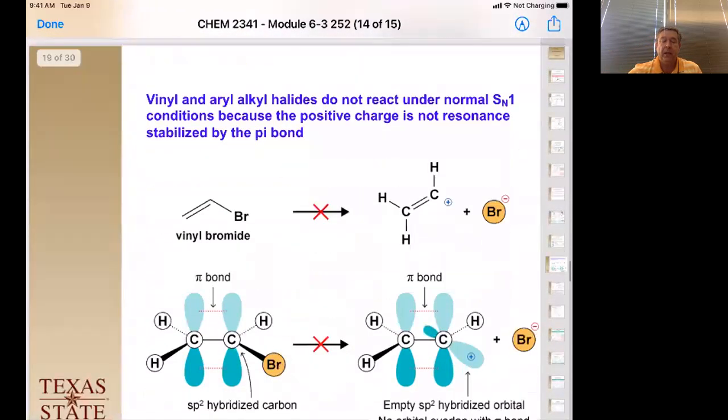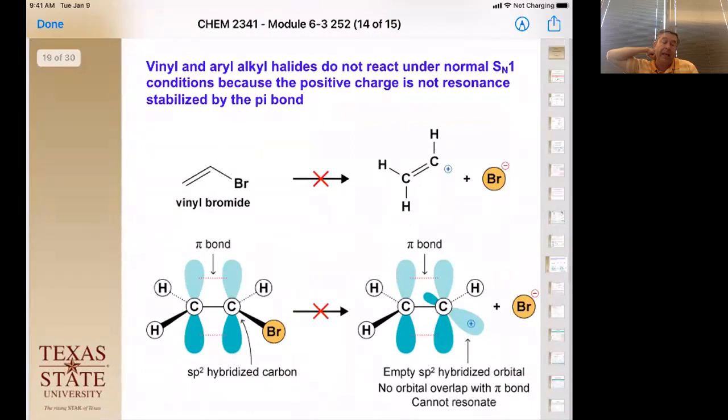But again, we cannot do an Sn1 reaction on an sp2 hybridized carbon. It doesn't work. We cannot form our carbocation in this position here. It's just not available to us because of where the carbocation would have to be sticking out in the system. It just wouldn't work. So we do not see vinyl or aryl halides react under Sn1 conditions at all.